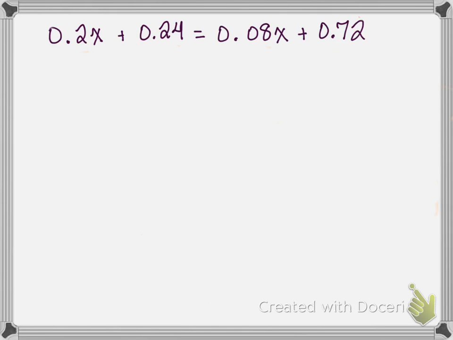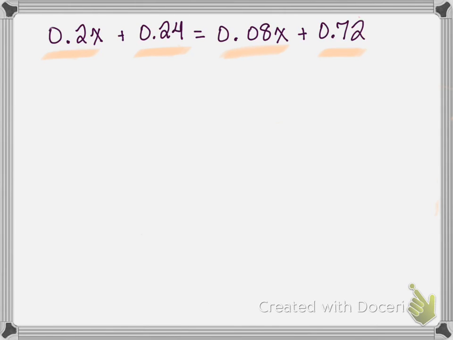So in this problem right here, I have 2/10 x plus 24 hundredths equals 8/100 x plus 72 hundredths. I am looking at this term right here, and I have one decimal spot in that term. In this term right here, I've got two decimal spots. In this term, two decimal spots. And in this term, two decimal spots.